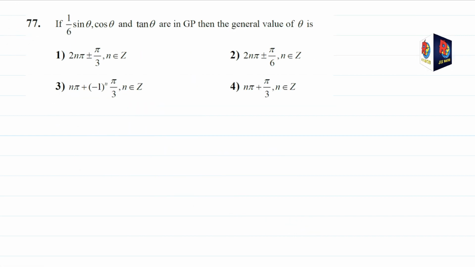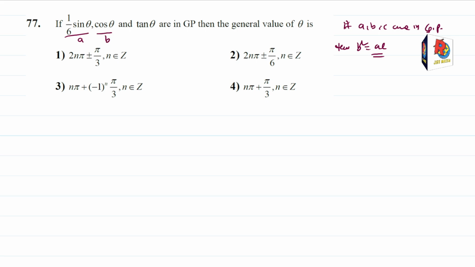In this, we know that if A, B, C are in GP, then B square equals AC. This is the condition. Using this condition, let us assume that this is A, this is B, this is C. So given that cos square theta equals 1 by 6 sin theta into tan theta. This is given information because those are in GP.